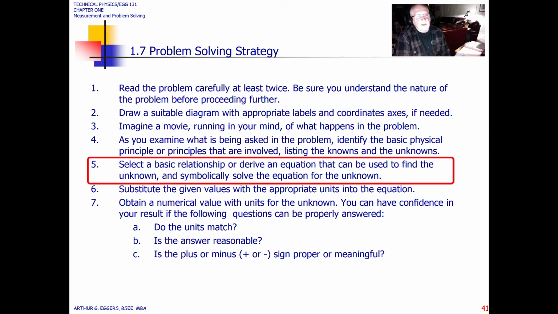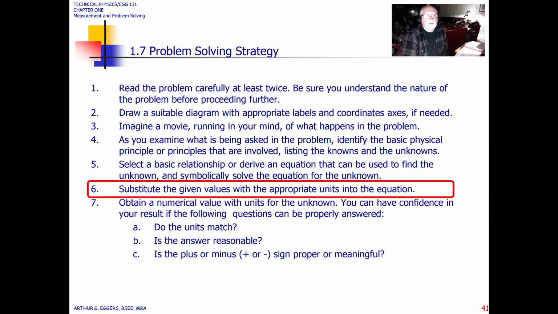Step 5, select a basic relationship or derive an equation that can be used to find the unknown, and symbolically solve the equation for the unknown. This is where keeping a notebook handy with all of the equations that you've encountered during your studies helps. Whenever you encounter a new equation, a new relationship, a new representation or manipulation of an equation, write it down and make some notes about how it's used in a specific situation. It will help you navigate through tricky questions as you go through chapter by chapter.